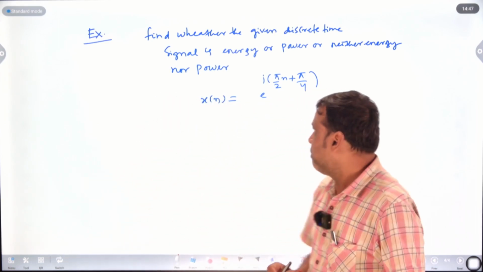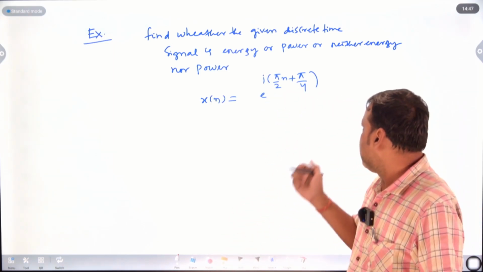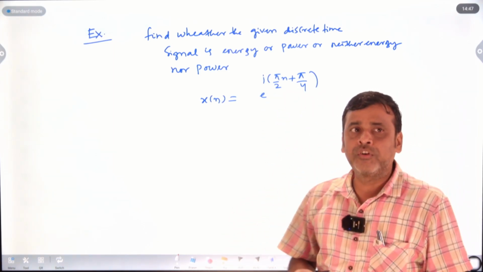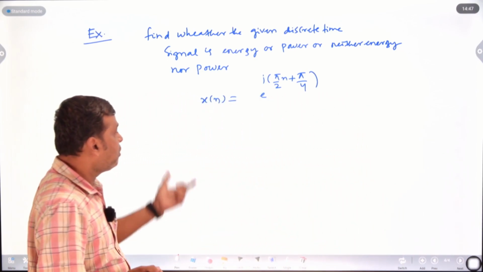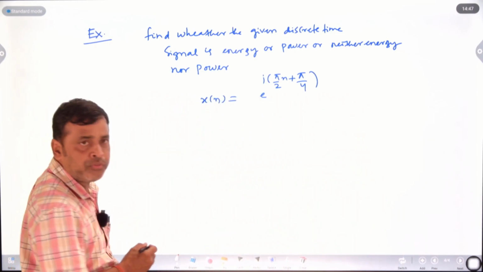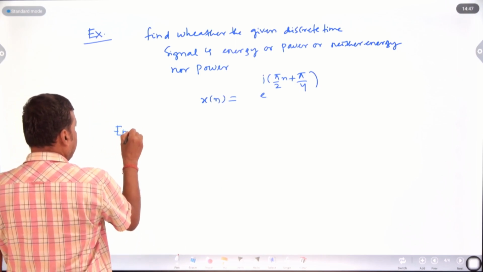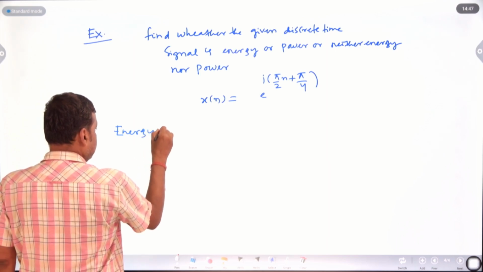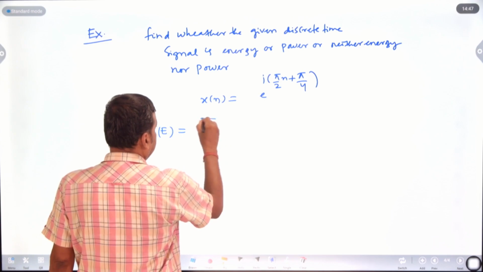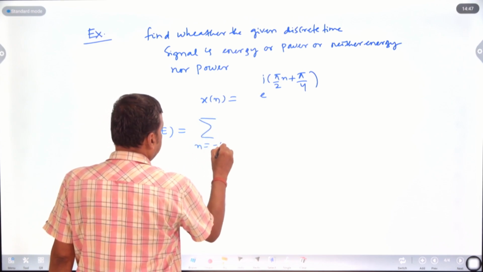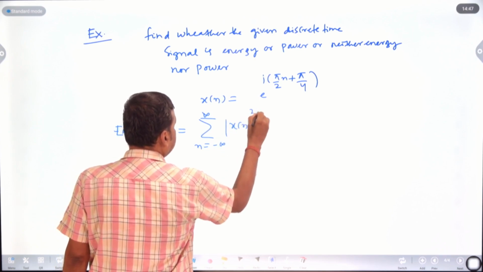In this example we have to determine whether the discrete signal is an energy signal or power signal or neither energy nor power. So how will you evaluate whether the signal is an energy or power signal? We will start using the formula for energy. The energy E of a discrete signal x of n can be defined as the sum for n equal to minus infinity to infinity of |x of n| square.